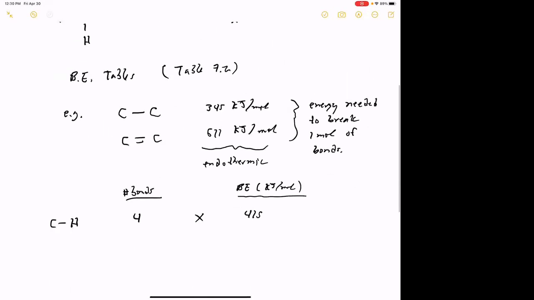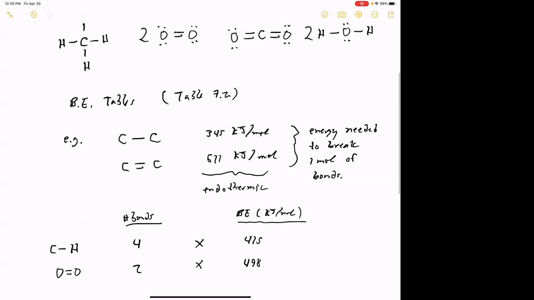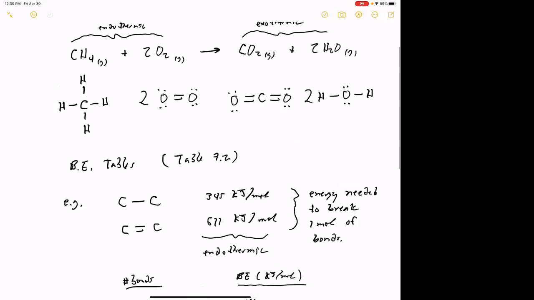So I've got an oxygen-oxygen double bond, which you can look up. I got to break a total of 2 of them. And I can look up that bond energy. It's 498 kilojoules per mole. Okay, so that's all the total bonds I got to break.